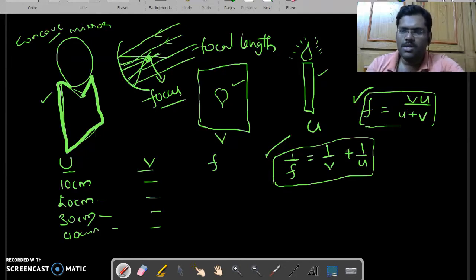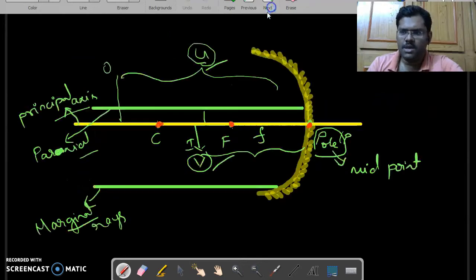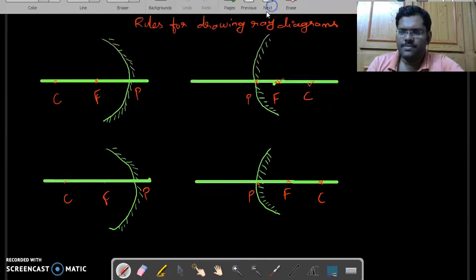How to draw the ray diagrams will be in the next part. Before that, let us see how to draw the ray diagrams using sign conventions. We have some of the sign conventions here. These are the rules for drawing the ray diagrams. On the left side we have a concave mirror, and these all belong to the concave mirror. On the right side we have a convex mirror.